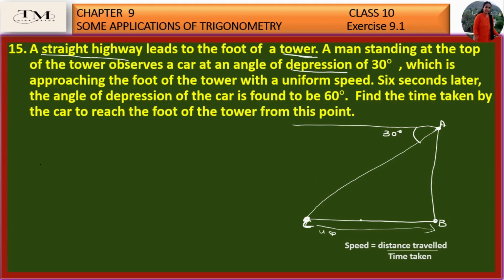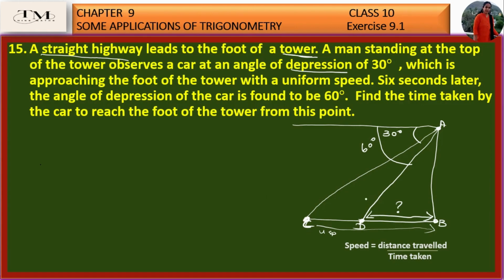So after some time, the car has traveled to a point D, and its angle of depression is 60 degrees. Find the time taken by the car to reach the foot of the tower from this point. So from this point, it should reach the foot of the tower. They are asking for DB. Okay, so this is the question, and this is the way you have to draw the diagram.